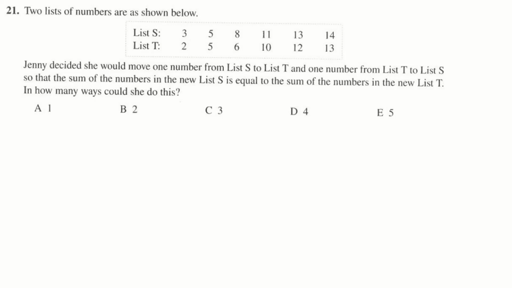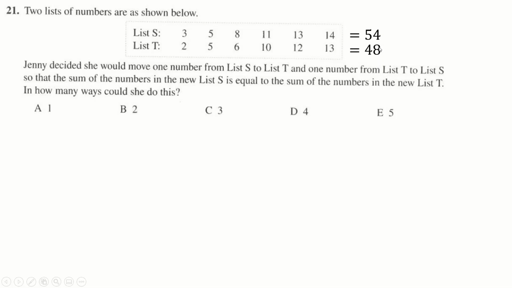21. 2 lists of numbers are shown below. She wants to move one number from this list and put it in this list, and vice versa, so that the sum of the numbers in each list is the same. So okay, the obvious thing to do is work out the sum of each list now, and the sum of each list is this. So they differ by 6.